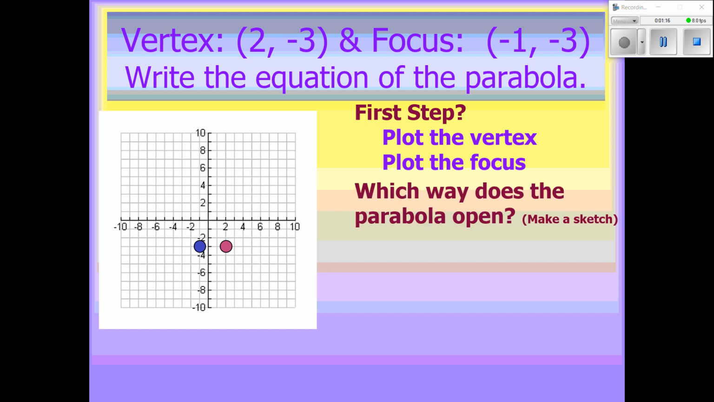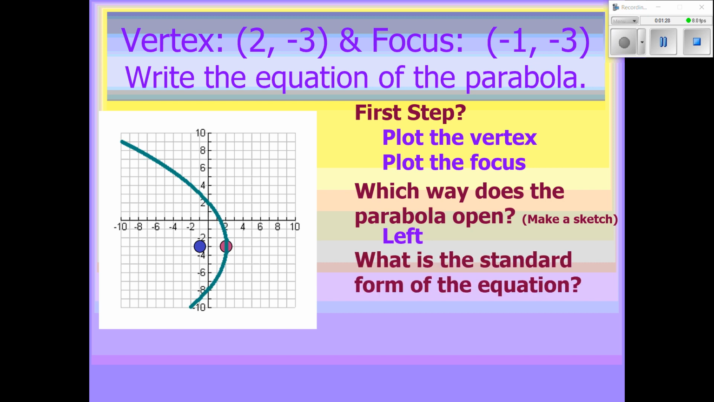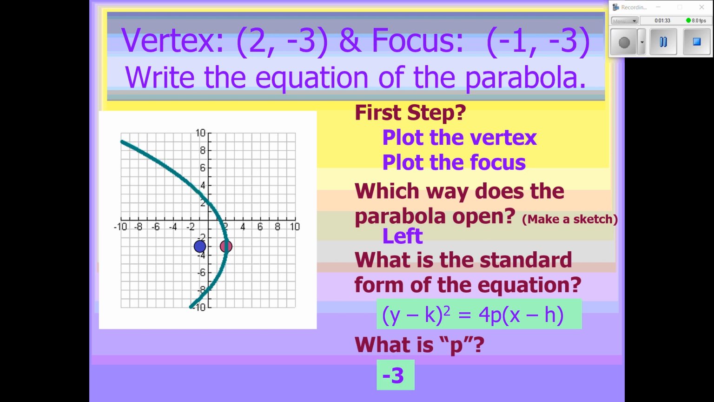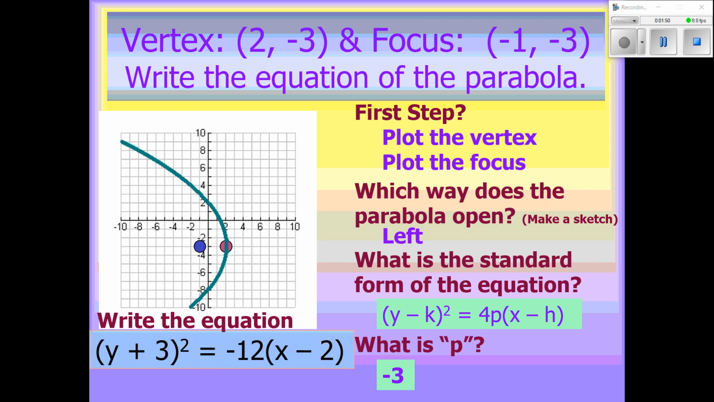Then we have to decide which way this opens. If I make a mental sketch of this in my head, I can see this is going to go around my focus, so it's going to the left, just like that. With the standard form, I first have to find my p-value. The p-value here is -3. There's a distance of 3, and it's going to the left, so it's a -3 for the p. Then I can write the equation by substituting in the x and y of my vertex, as well as the -3 for my p-value. When I do that, I end up with the equation y plus 3 quantity squared equals -12 times the quantity x minus 2.